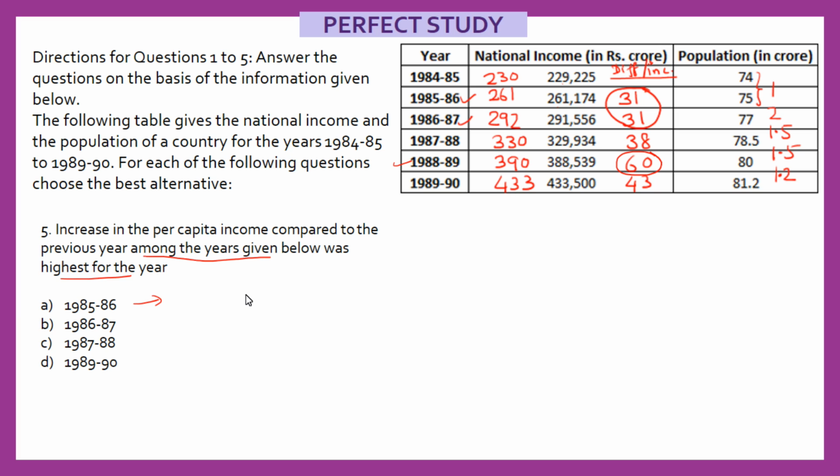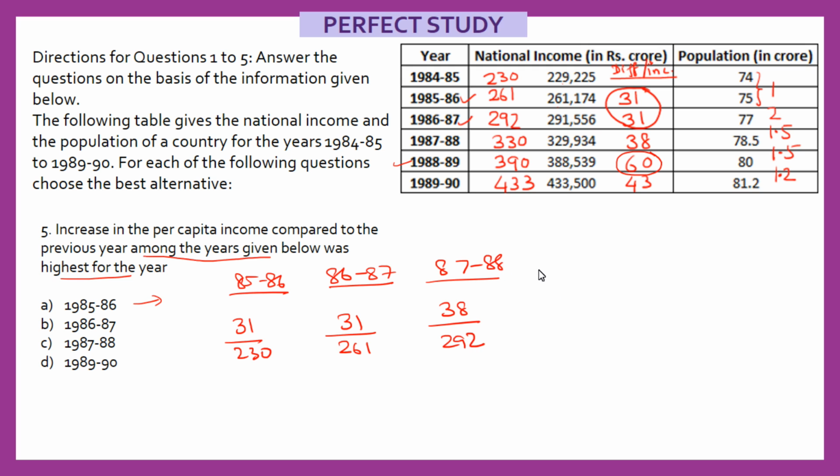I'll just write the values for your sake. 85-86, it will be 31 by 230. Actually there is no need to write all this, but in case you are not clear, I am just writing it. Then we have 87-88, we have 38 divided by 292, 89-90, we have 43 divided by 390. We have to compare the fractions to see in which year the increase has been the highest among these years.